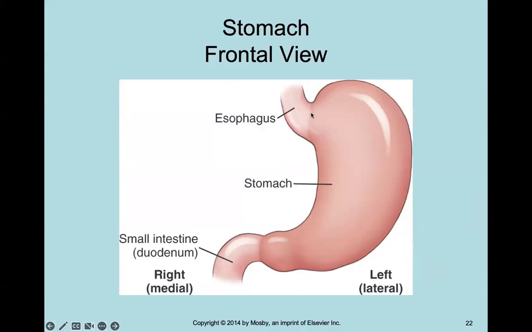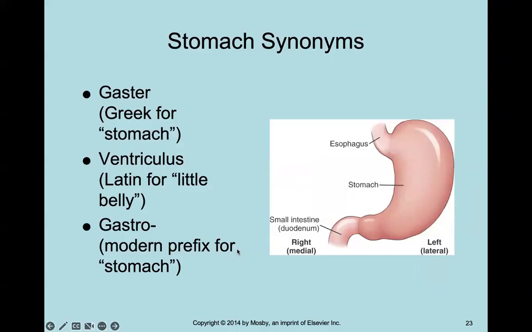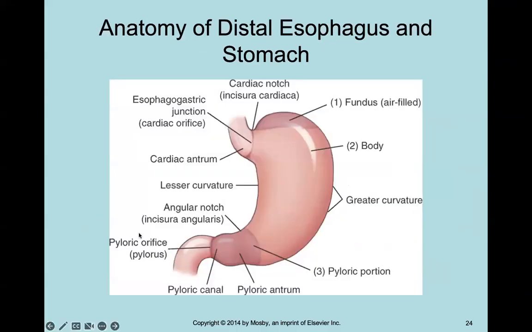Okay, it has a fundus at the top, it has a body, and then it has the pyloric region. So let's go to this image. The main parts, it has three main parts. The most superior portion is called the fundus. Then we have the body, which is the largest portion. And then we have the pyloric region, which is the portion at the end that connects with the duodenum.